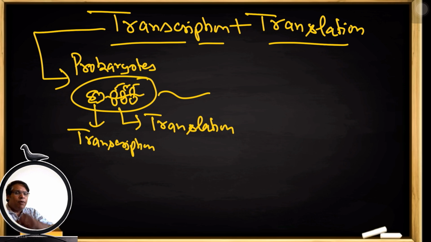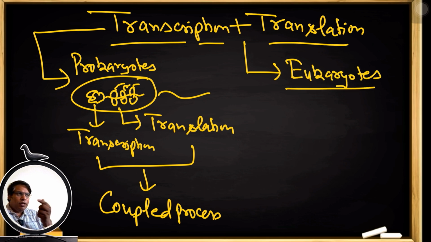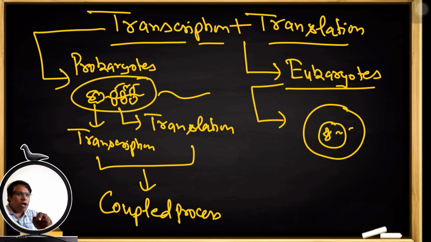So here keep in mind, in case of prokaryotes, the transcription and translation processes are coupled. Now in the case of eukaryotes, you are going to see a membrane-bound nucleus. Within the nucleus, the transcription process will happen. Wherever there is DNA, at that place the transcription process is going to happen. So here the RNA synthesis will happen within the nucleus.